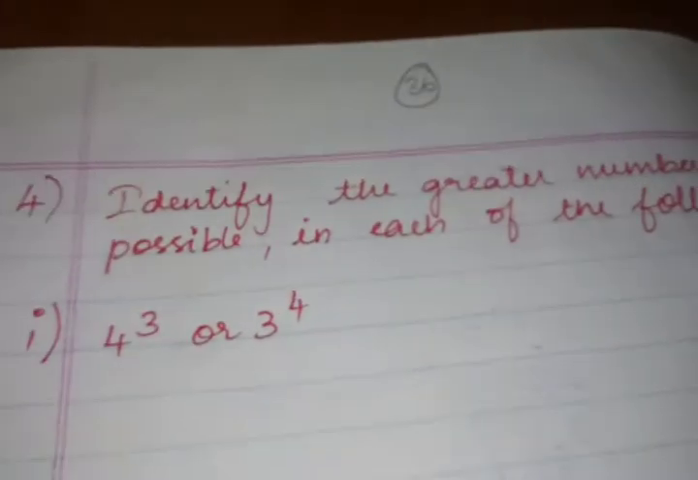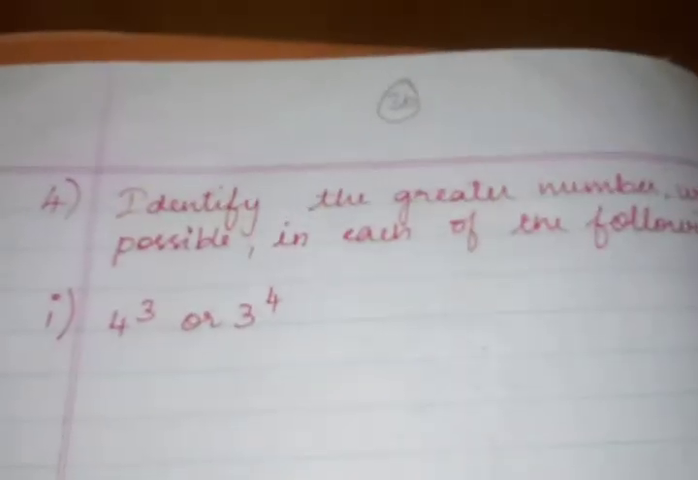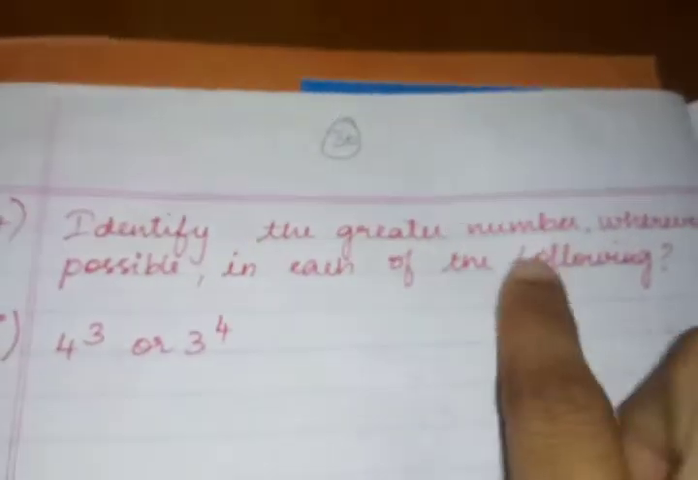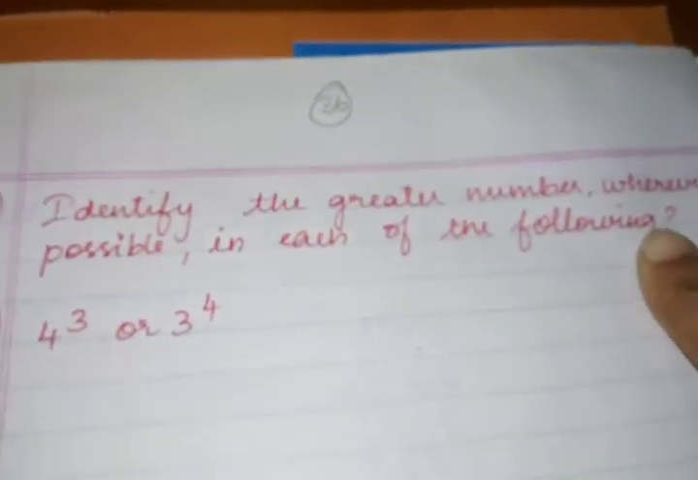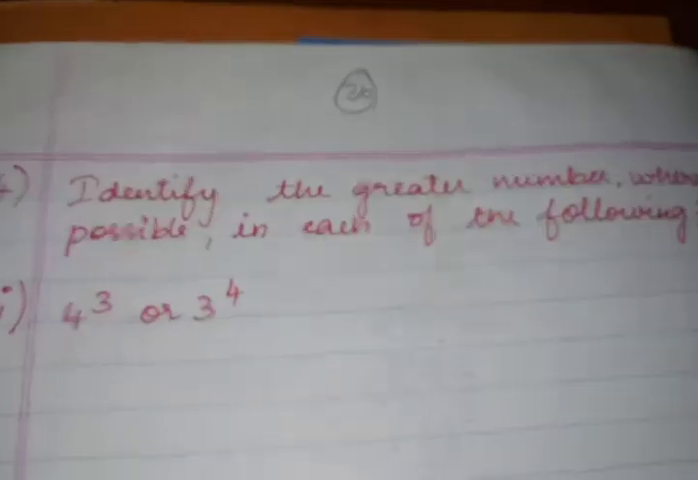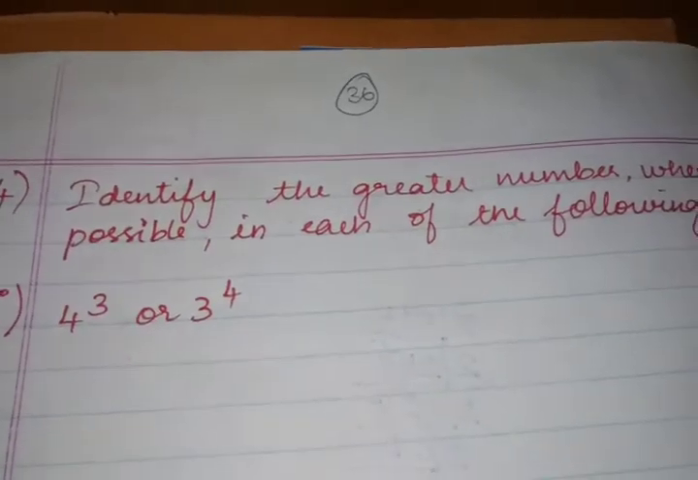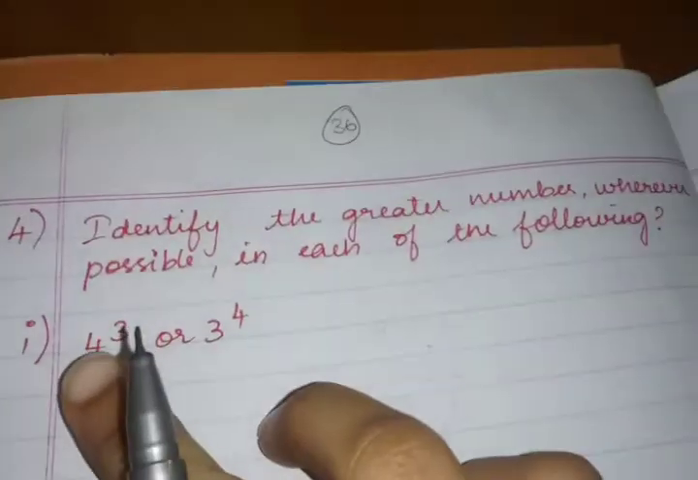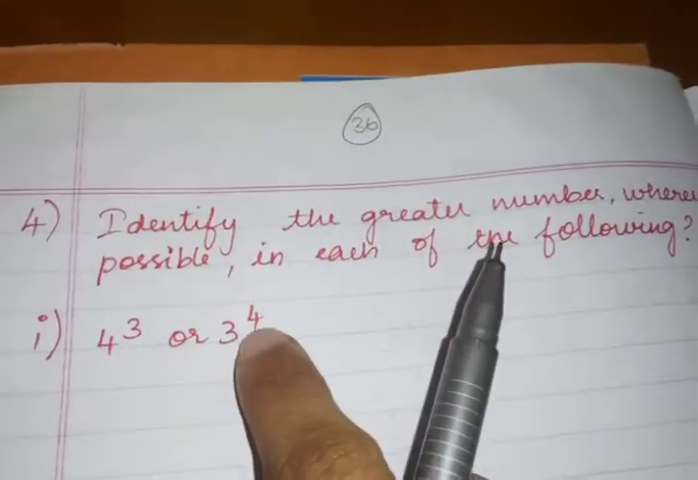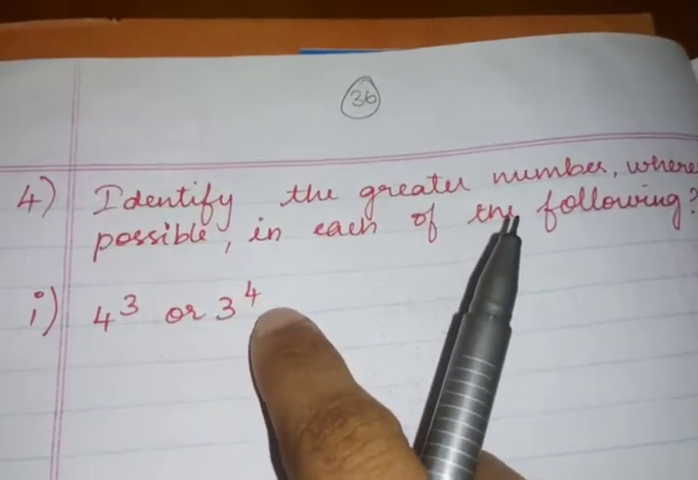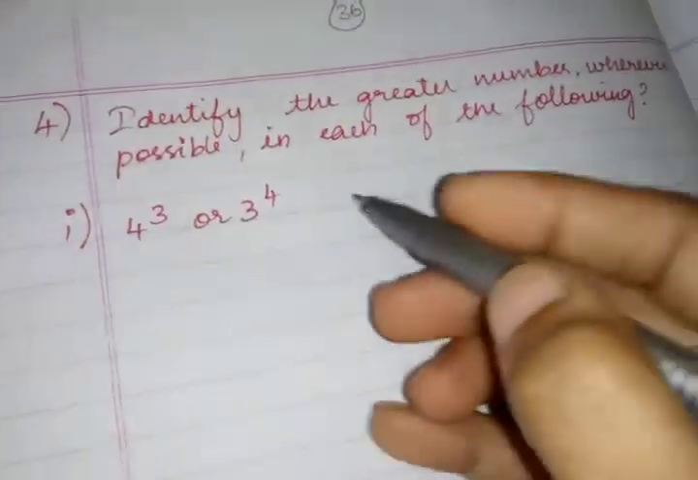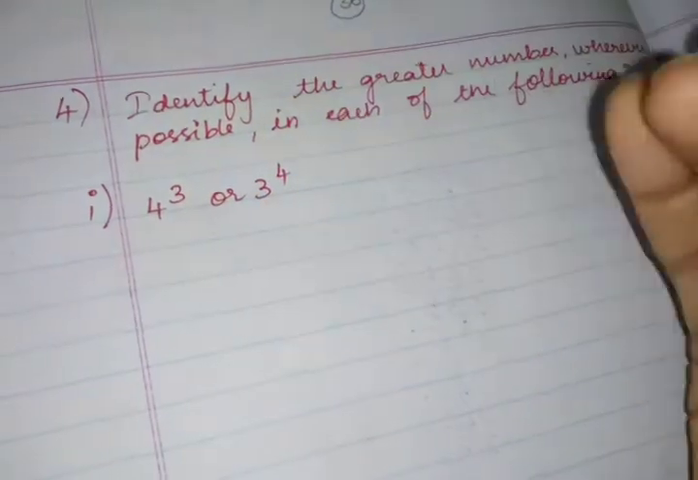In the fourth problem, what we are going to discuss is which is greater. Identify the greater number wherever possible in each of the following. Just find the greater number. We cannot directly find it when they are in exponents. I already told you, right? So it is somewhat difficult. So what you should do now is convert the number to a normal number.